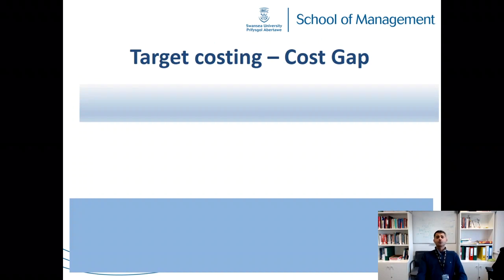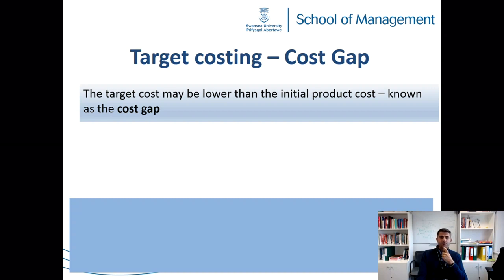Right, now, as we agreed, not all the time should the target cost equal the estimated cost or the actual cost. If there is a difference between the target cost and the estimated cost, it's called a cost gap. So we have a cost gap.